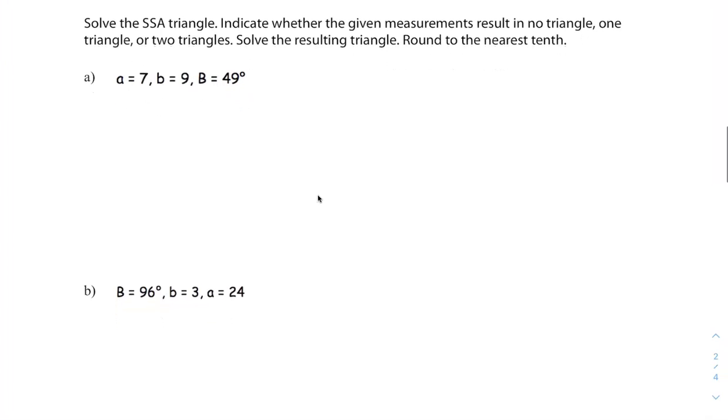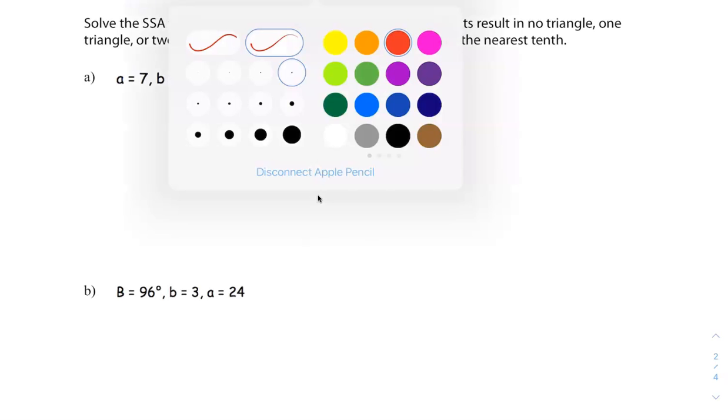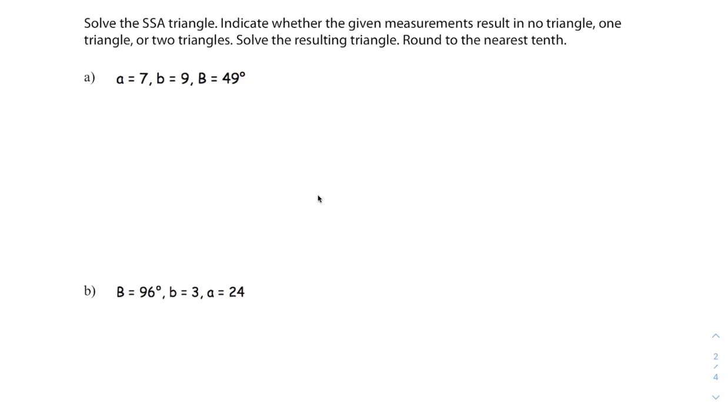Solve the SSA triangle. Indicate whether the given measurements result in no triangle, one triangle, or two triangles. The two triangle case. So if you remember what I said in the video, anytime you have two sides and one angle, you might have 0 triangles, 1 triangle, or 2 triangles. The easiest way to solve it is solve for the first angle like you normally would. If you can't solve it, 0 triangles, you're done. And then once you solve it, you assume there's 2 triangles.